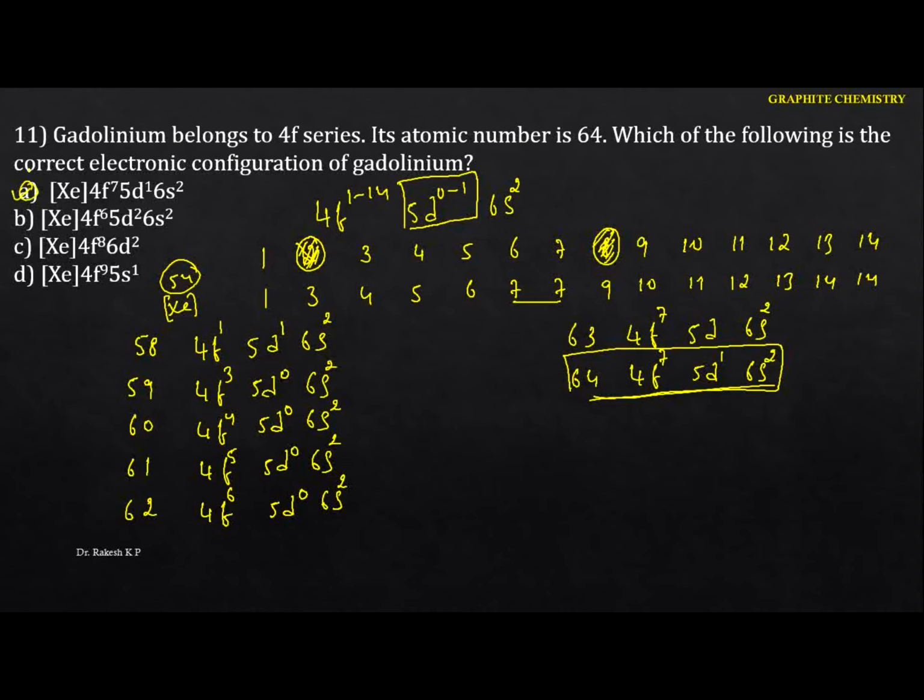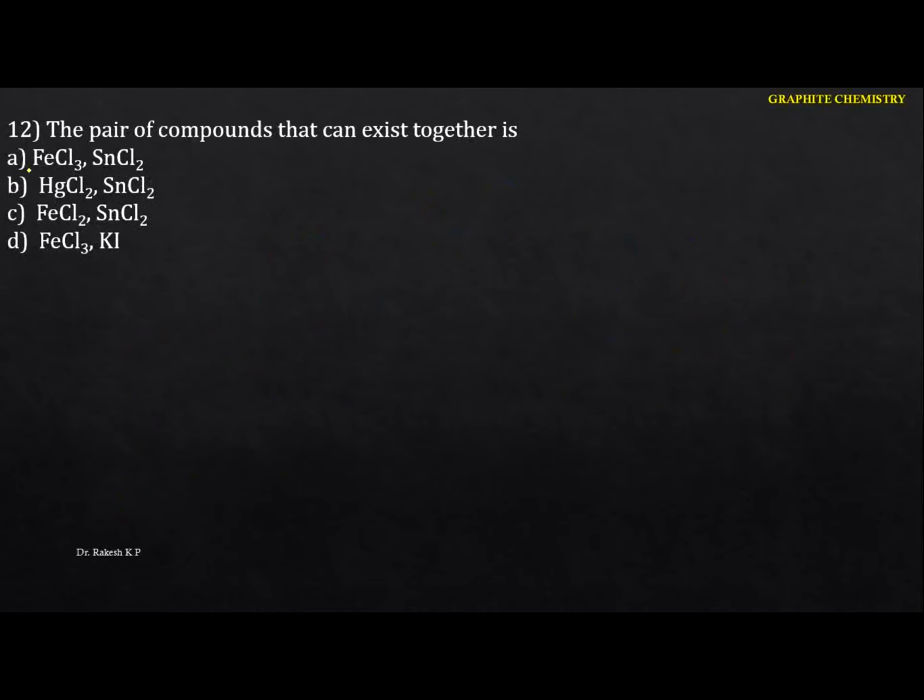Next one. The pair of ions that can exist together is, just identify this one here. Let me write it. So Fe3+, we are having Fe, again we are having tin, again we are having mercury. And the last thing we are having is potassium.